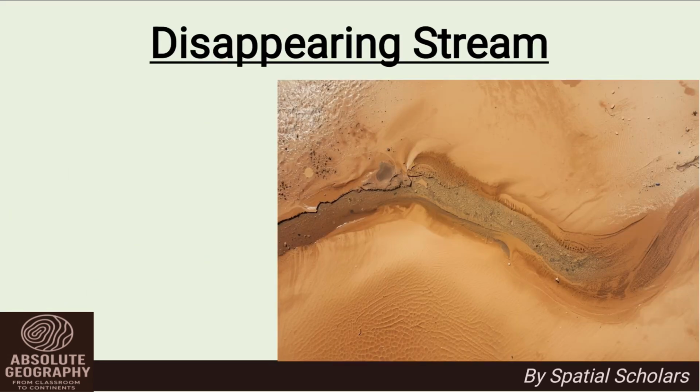Sometimes on a topomap, a stream may begin as a continuous blue line and gradually change into a dotted black line before disappearing completely. This indicates a stream that is losing water and does not reach the sea. Such streams are commonly found in dry or sandy regions where water either evaporates or seeps into the ground.